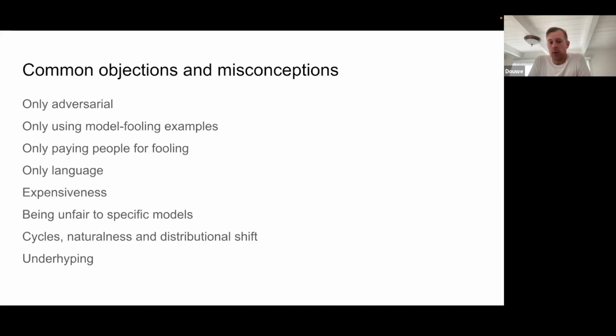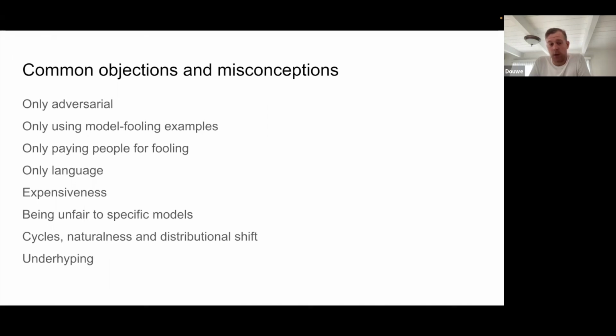It's also not just about model fooling examples. As I said, we're still using the non-model fooling examples in the data sets as well, and those are not just getting discarded and thrown away. They're still useful, but it's a different kind of data. So maybe we need to work on methodology for dealing with that. We're not only paying people for fooling. For all of these data sets collected through the platform, we pay people in any case, and we give them a bonus if they fool sometimes, not even always.